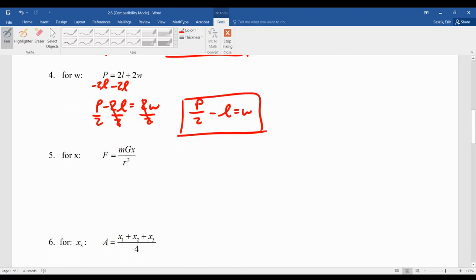This one looks really ugly, but it's not. So check this out. Actually, the easiest way to probably do this is to cross multiply. Remember, there's an invisible 1 underneath this. So f times r squared equals m times gx, because 1 times that would just be the same thing. We want to get rid of the m and the g. So there you go. X is what? Fr squared over mg.